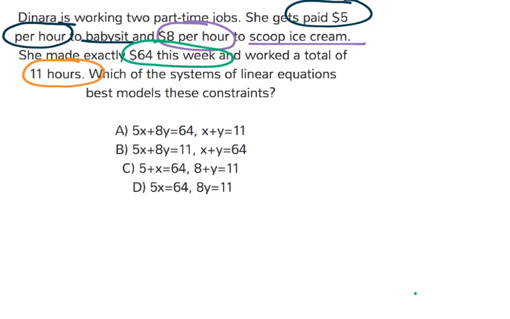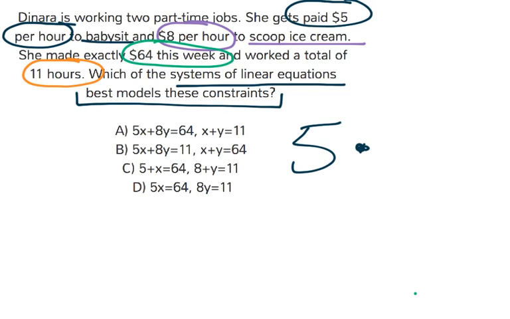We have some variables we're probably going to use here, and they want us to build a system of linear equations to model all of that information. All right, well, let's start with what we know. She gets paid $5 per hour. Let's go ahead and assign a variable to the hours, right? It's $5 per hour, so you need to multiply 5 times the number of hours. I'm going to call it X.